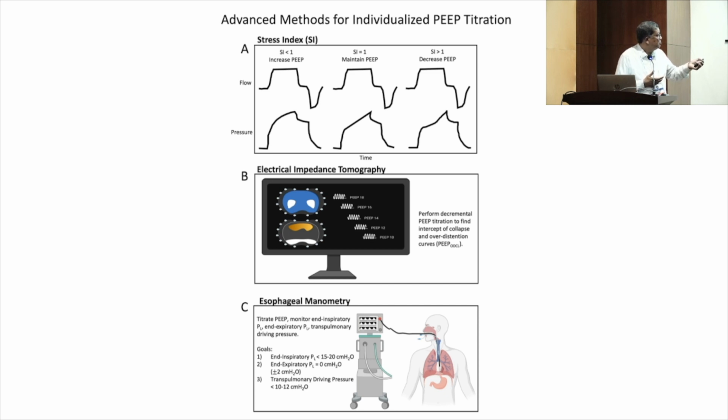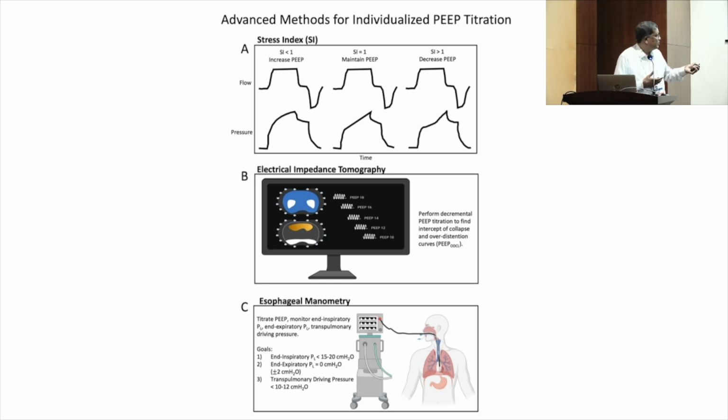That means here you need to come down on the PEEP. So this is called the stress index. Stress index of 1 is ideal. More than 1, you should decrease the PEEP, particularly the tidal volume, because this is overdistension. Less than 1, you could increase the PEEP. There is more scope for inflating, and this is normal. So that is one way.